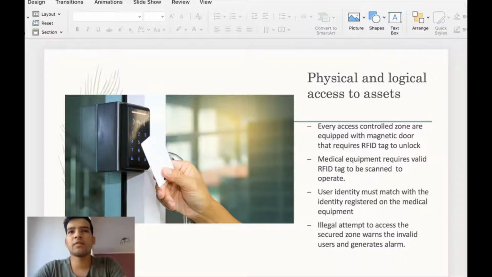The first application of RFID technology in the hospital is to control physical and logical access to the assets. Firstly, RFID can be used to access the assets physically and logically. Every access control zone is equipped with magnetic doors that require an RFID tag to be unlocked. Every piece of equipment in the hospital is tagged with a self-adhesive tag and registered with a unique ID. They require a valid RFID tag to be scanned to operate.